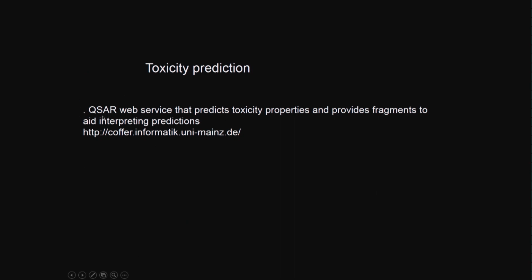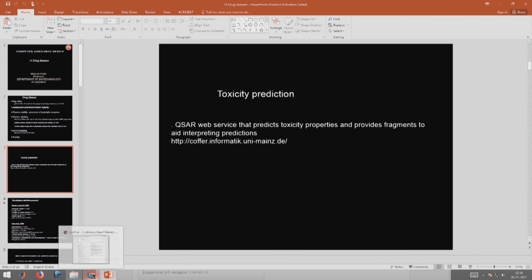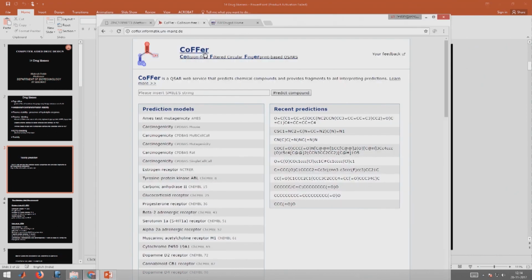Like I mentioned, there is a software which tries to predict toxicity properties. It provides fragments to aid interpreting the prediction. This is the particular link for that. I will just show you that. It is called CODFER. It can predict a lot of toxicities, as you can see: AMES test mutagenicity, carcinogenicity, estrogen, tyrosine protein kinase inhibition, cytochrome P450. So, a lot of these.